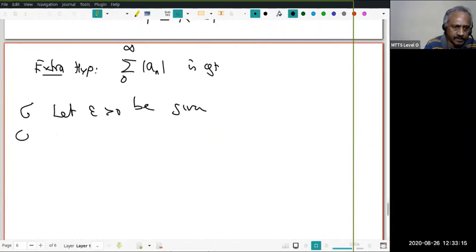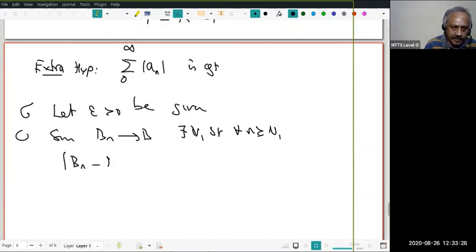So let epsilon be given. Since Bn converges to B, there is a capital N1 so that for all n greater than or equal to capital N1, mod Bn minus B is less than epsilon by 2 times alpha capital N. Is that all right? Which capital N? Since there is no N1 now, I have to simply say it is N1. You understand? For which N1? I don't know, because I stopped at N1.